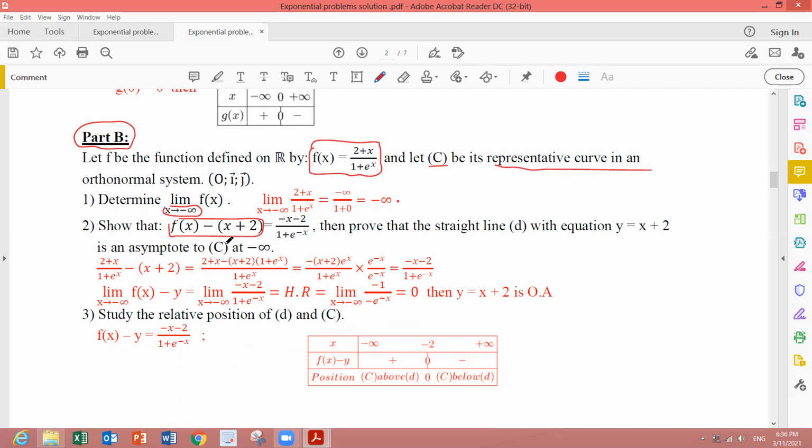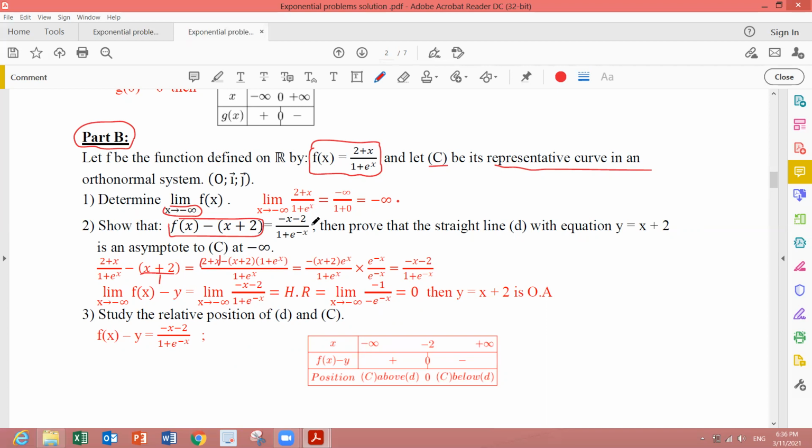So to verify this, f(x) minus (x plus 2), we take the LCM: (2 plus x) minus (x plus 2)(1 plus e to the x) over (1 plus e to the x). We take x plus 2 common, it remains 1 minus (1 plus e to the x), which remains minus e to the x. So it is minus (x plus 2) e to the x over (1 plus e to the x). As you notice, we needed to verify it.